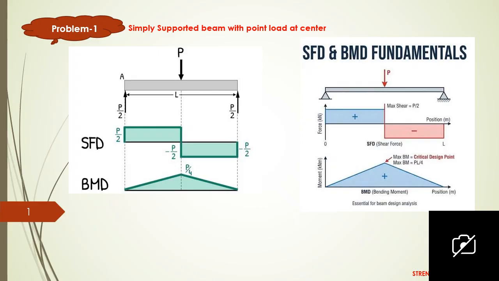So this is the very fundamental shear force diagram and bending moment diagram, and also the value is very important. So simply supported beam with a point load at center, the maximum bending moment will be in center because only one load is acting and also it is acting in the center. So maximum bending moment will occur in the center. The value of the maximum bending moment is WL by 4. You can see in this diagram.